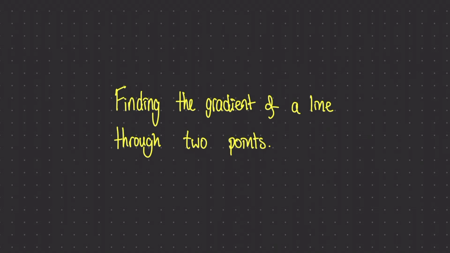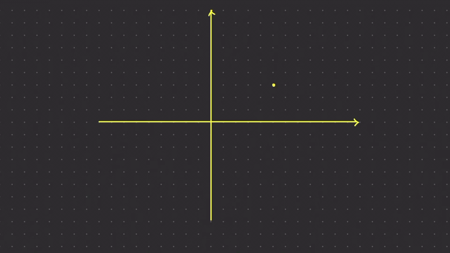Today's video is going to be about finding the gradient of a line through 2 points on a graph. Now, in order to do this, we're going to first start with some basic principles. Of course, if you already understand these, please feel free to skip over. The timestamp will be in the comments down below.